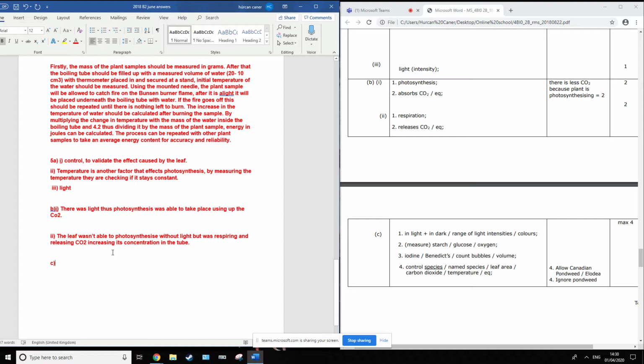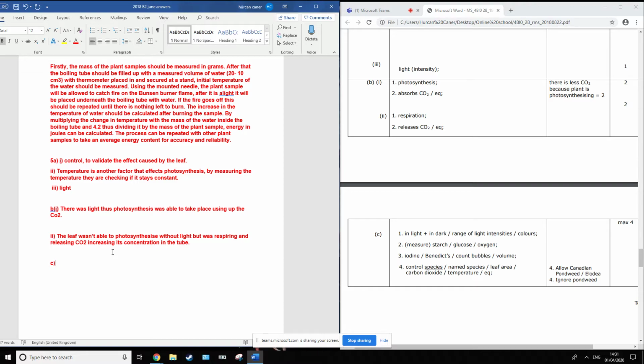Second part: the leaf wasn't able to photosynthesize. Explain the change in color of the indicator in tube B. The answer is the leaf wasn't able to photosynthesize without light, but was respiring and releasing CO2, increasing its concentration in the tube. Because it wasn't using up oxygen. Oh, sorry, no, oxygen, carbon dioxide. It was producing more CO2.